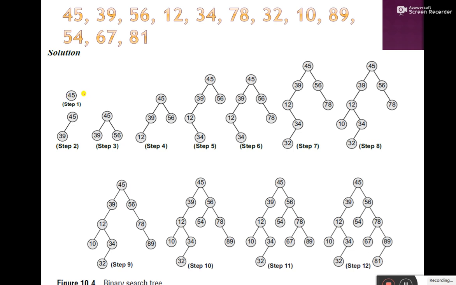Here it is, step 1. The first node is 45, so we have created a node for it. The second node is 39.